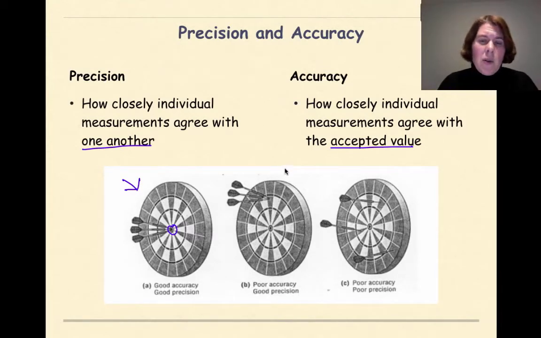In this next example that we see right here, we see poor accuracy because none of the darts are hitting our accepted value of the bullseye, but it's pretty precise. So when we look at this particular diagram, they're very precise because they're all hitting the same spot, but they're not very accurate because they're not hitting the bullseye. And then this final example right here is showing poor accuracy, poor precision, and they probably need some more practice. The darts are all over the place on the dartboard and they're not hitting the bullseye. In general, this summarizes the difference between precision and accuracy.